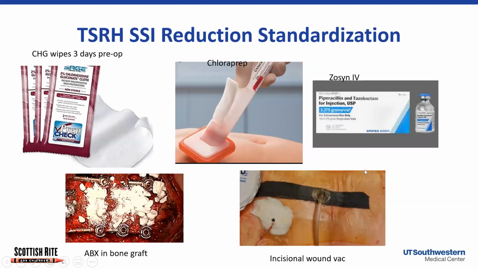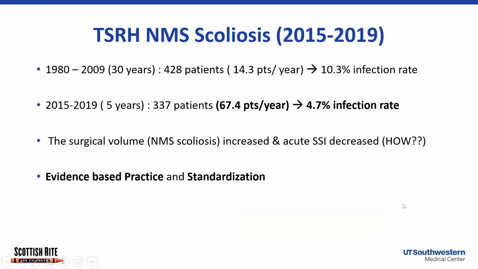We've improved over time, and these are the improvements that have happened with really simple, straightforward things. CHG wipes before surgery, 3 to 4. We use ChloraPrep. We cover gram negatives. We use antibiotics in the bone graft. We use incisional wound vacs just to protect the incision and make sure it stays clean and dry in these children who are often incontinent of bowel and bladder, and we always use drains. And so we've cut our infection rate essentially in half, and that's been a very successful project that over the years has worked very well.